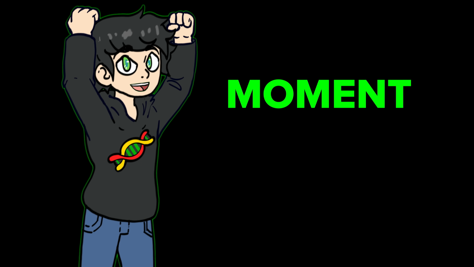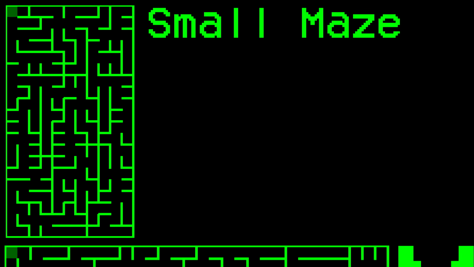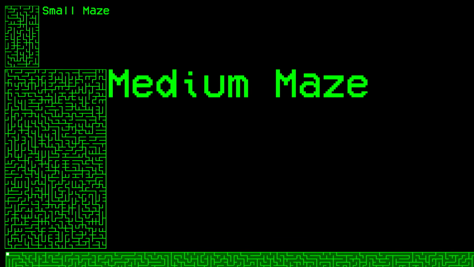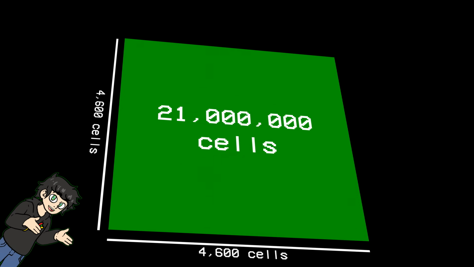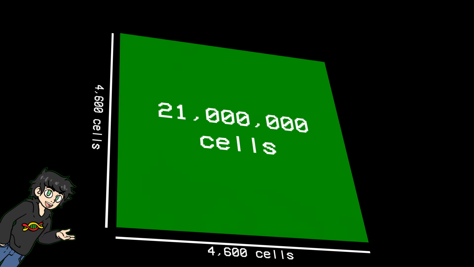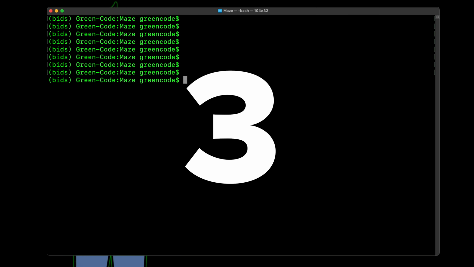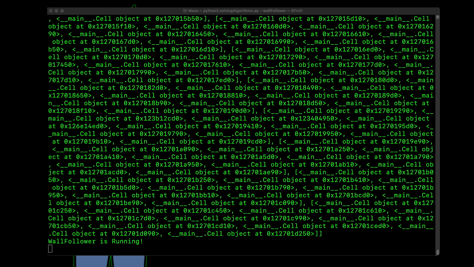And now for the moment we have all been waiting for, the race of all races. Ladies and gentlemen, it's the final race. All the algorithms will face the hardest maze in the world, which has 21 million squares. It's so big, in fact, that I literally can't visually show you the actual race, because it would just look like a big green square and it would destroy my computer. But I'll tell you how long each algorithm took. 3, 2, 1, go. Okay, Wall Follower is running.